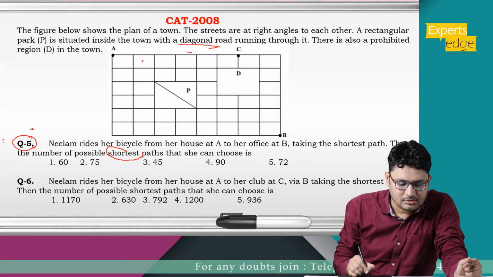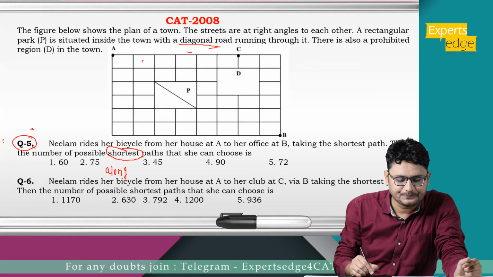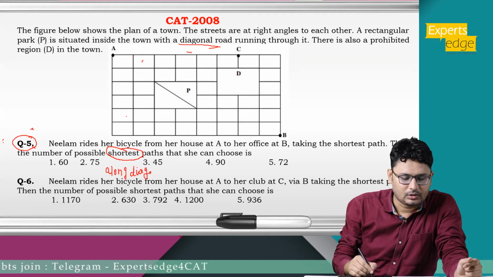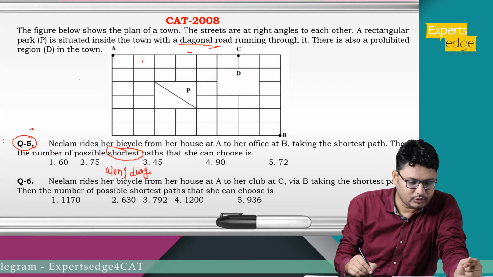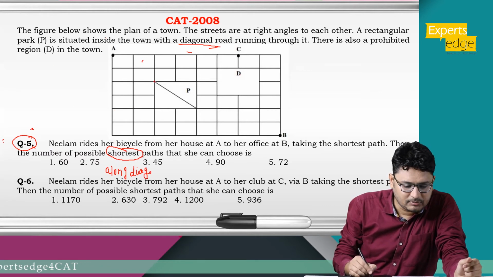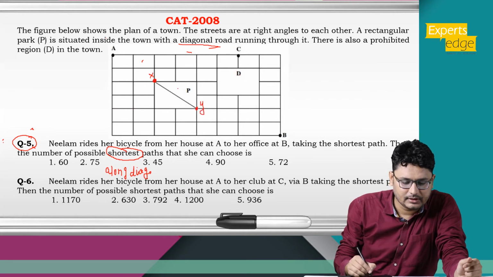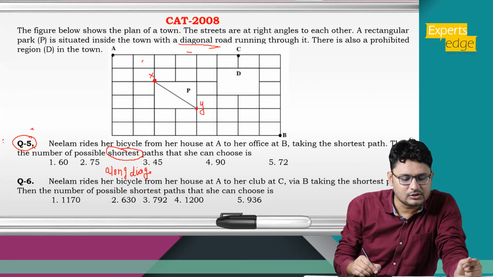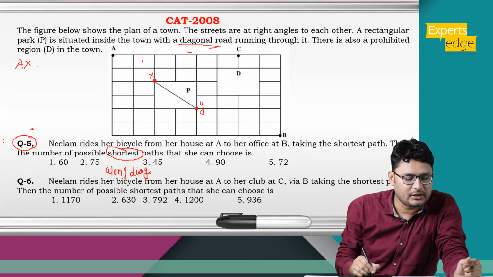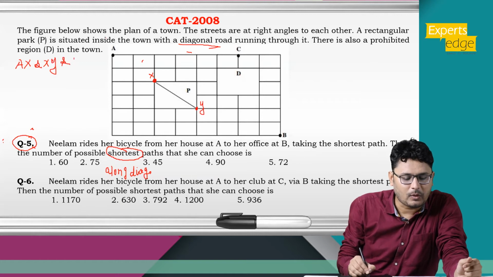Now this shortest path, obviously, will be along the diagonal, right? So how will my route be? Let's say this particular point is x, and let's say this particular point is y. So Neelam will first go from A to x, and then x to y, and y to B.